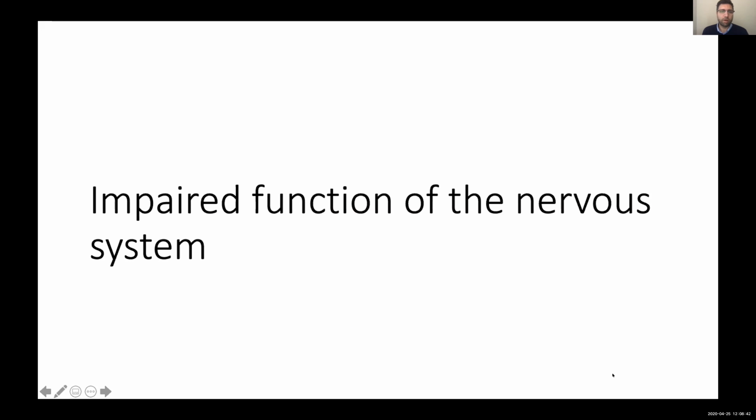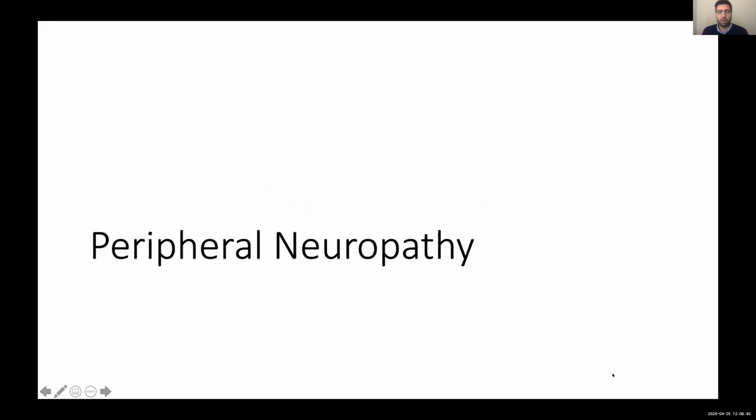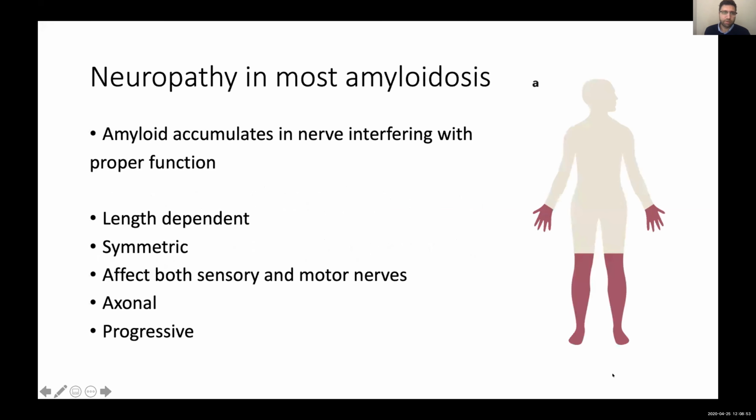So let's talk now about the impaired function of the nervous system. One of the most frequent signs of amyloidosis is peripheral neuropathy. And that happens because you have amyloid accumulation in the nerve that can interfere with the proper function of the nerve. It can also cause destruction of the nerve. It can cause ischemia, meaning reduced blood flow to the nerve, and causes neuropathy.